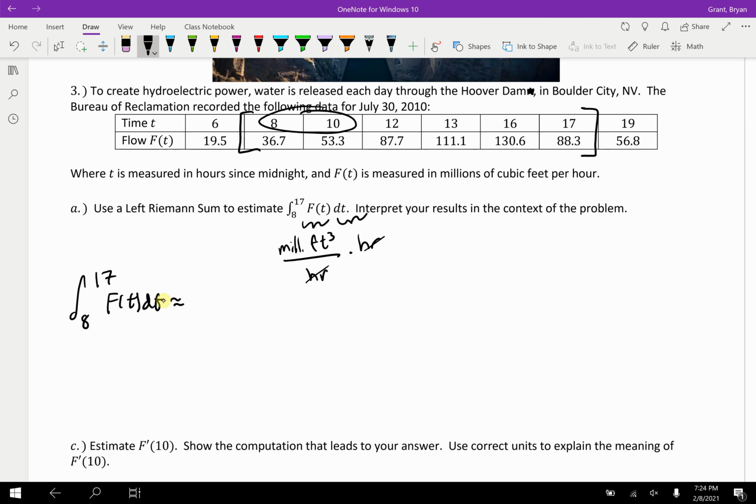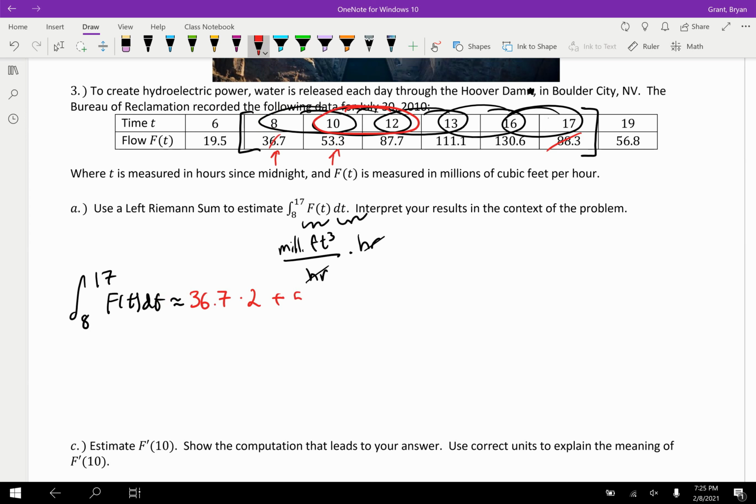So we have bases of 2, 1, 3, and 2. All right, and then we have a left Riemann sum, so we're going to exclude the last height. So we might as well just write all these out. So we have 36.7 as the height, and the first base was a base of 2 up here, right? Okay, so there's 1. And the next one is going to be a base of 2. We already took care of that.